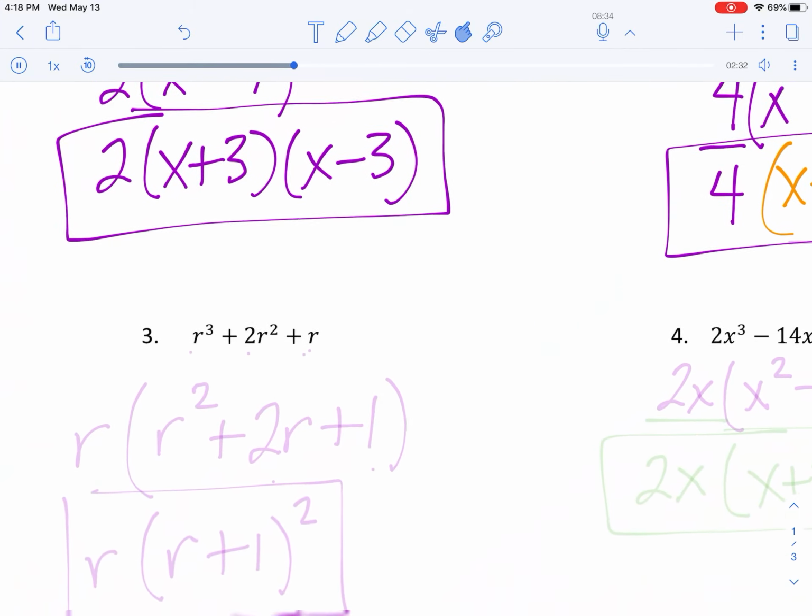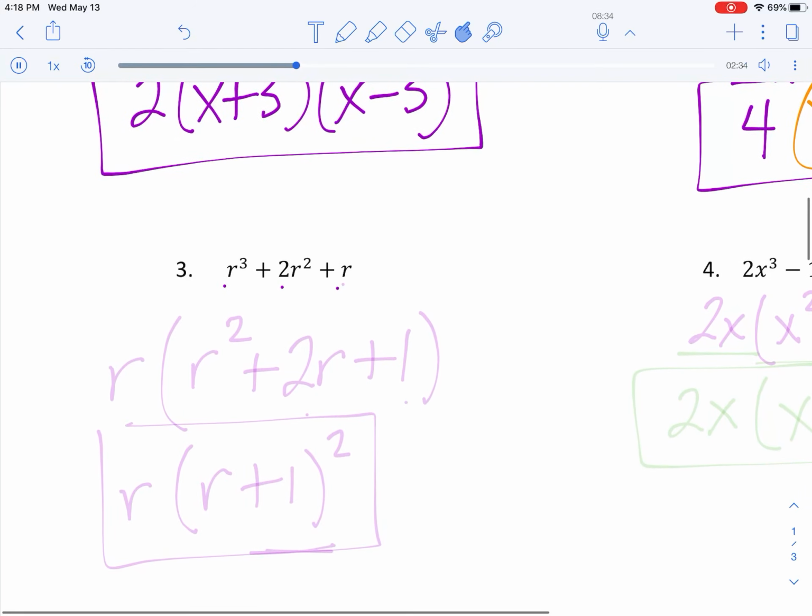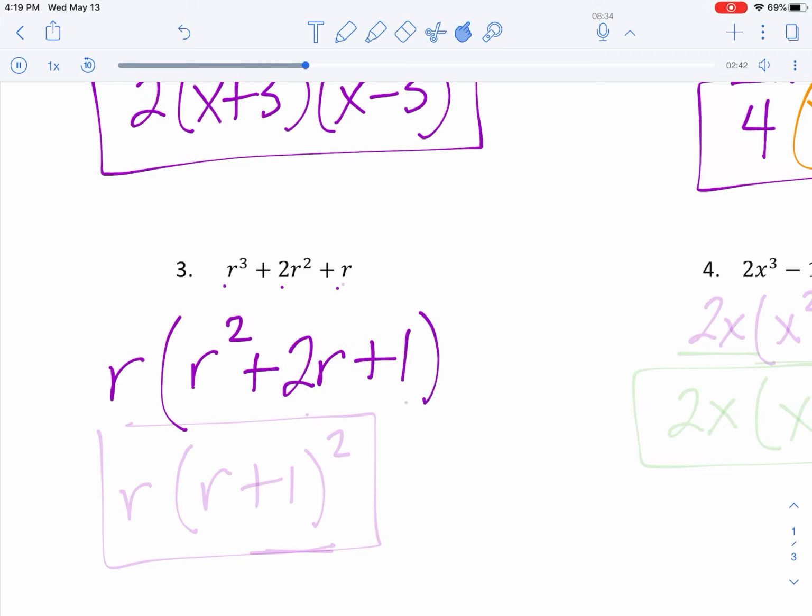For number 3, there's no number that's a common factor, but there is a common variable, which is an r. So that leaves us with r squared plus 2r plus 1. That 1 is very important. Don't forget it. If I were to distribute at the end, I'd want to end up with an r, not with a 0. So that's why you have to put a 1 there.